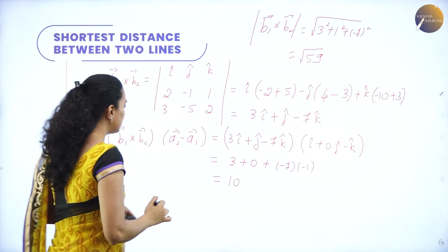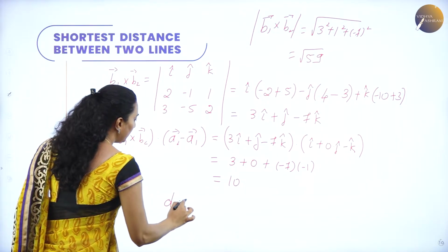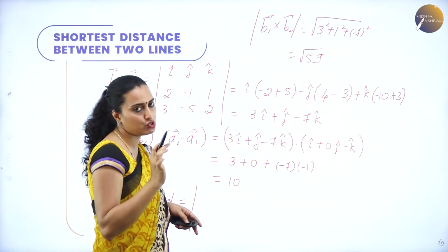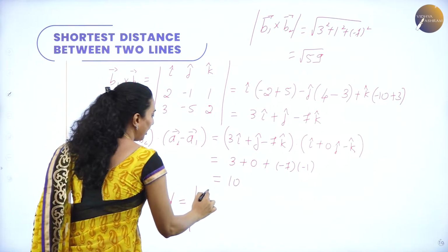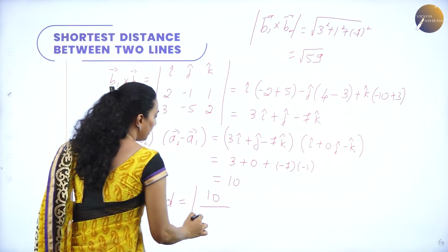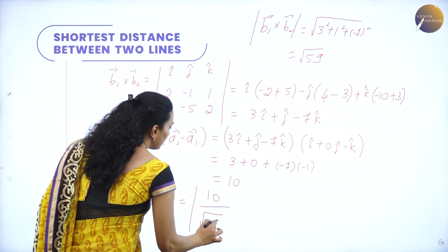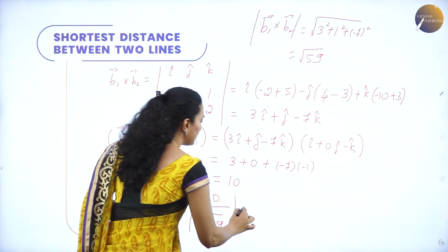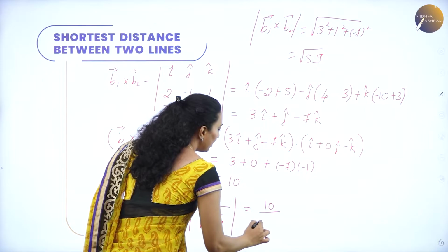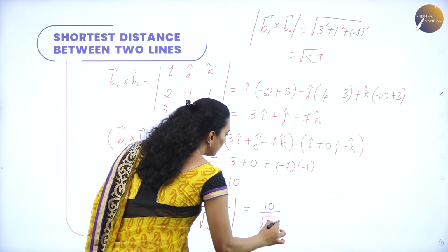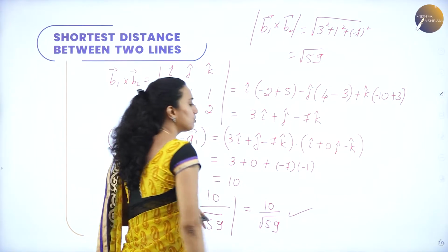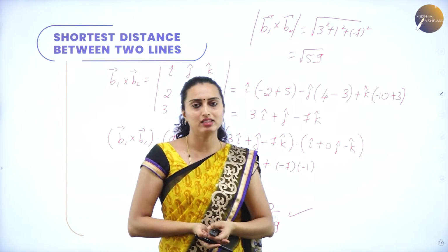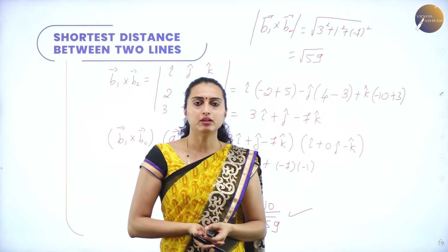So the shortest distance is given by D equals the magnitude of B1 cross B2 dot A2 minus A1, which is nothing but 10. So 10 divided by the magnitude of B1 cross B2, which is under the root 59. The modulus of this will be the same, that is 10 divided by under the root 59 is your answer. So this is the shortest distance between the two lines according to the given problem.